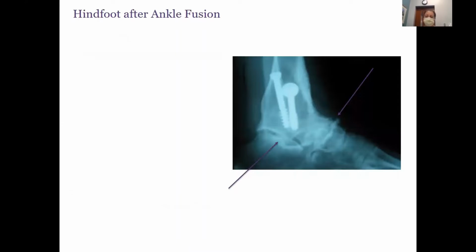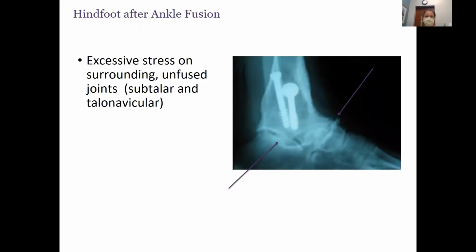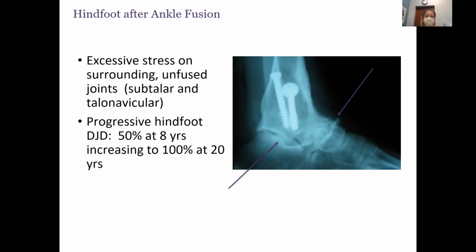Here we can see an example of a patient who has a great fusion, but we're starting to see arthritic changes, as demonstrated by these arrows, in other areas of the foot and ankle. And that's just due to excessive stress on the surrounding joints.